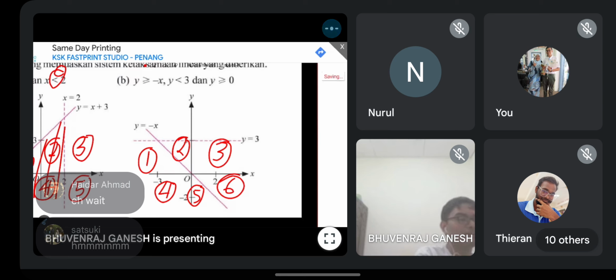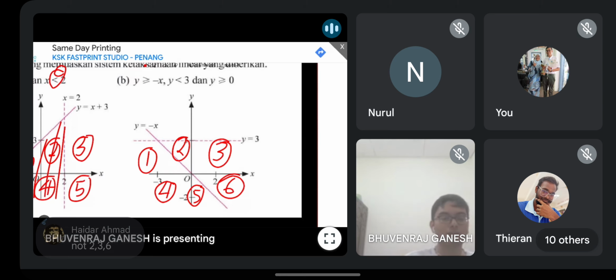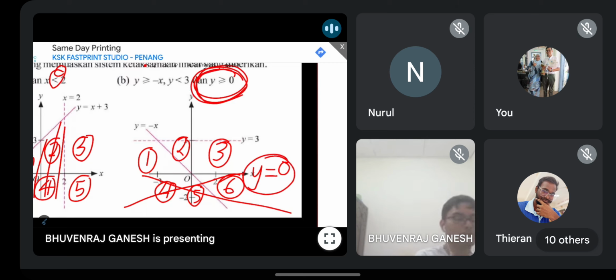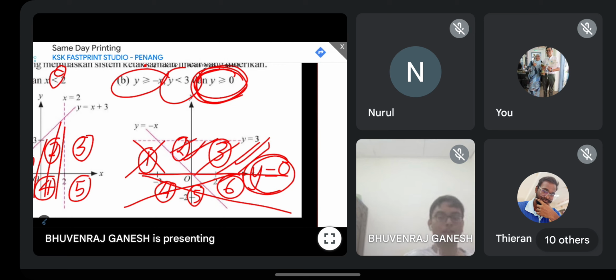Okay, so the answer is 2 and 3. Jawapan dia 2 dan 3. Automatically all of these are out already, because y greater than or equal to 0. y equals 0 is the horizontal line, remember? y sama dengan kosong tu garis mendatar. So everything must be above it. So definitely 4, 5, 6 are out already. No need to look at the rest. Then you try to see y greater than or equal to negative x. So definitely 1 is out. So the answer will be these two. y less than 3 means these two satisfy. 2 dan 3. Okay guys, can you get it? Any problem?